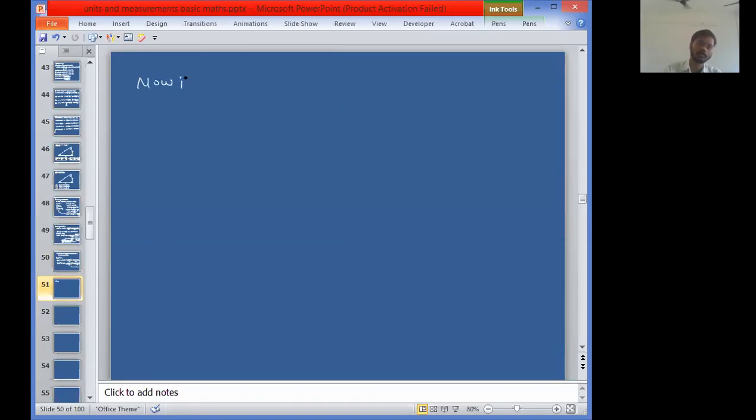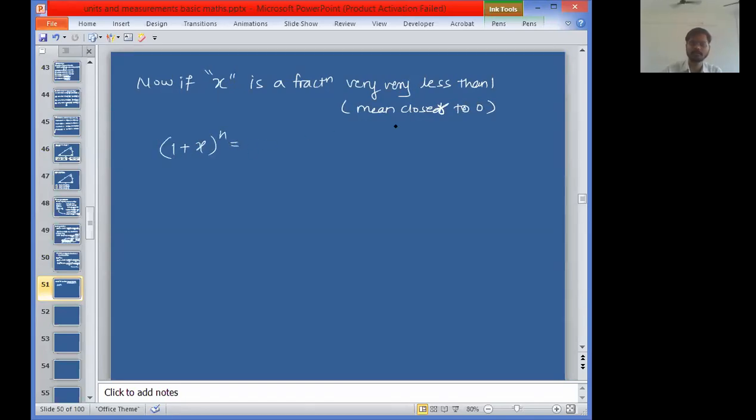Now if x is a fraction, very less than 1, meaning closer to 0, then if you want to do 1 plus x bracket raised to n, in that case just write 1 plus n times x.